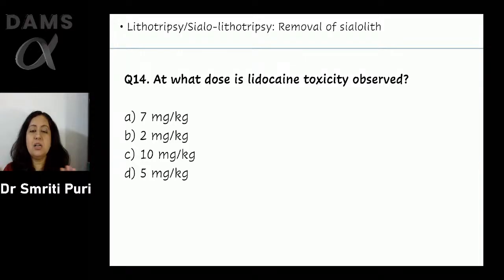And please paste these toxicity levels in front of your table, on your desk, in your book, wherever you're reading. Revise toxicity levels every day. I'm telling you, one question from this, either an INI or NEET, is confirmed. Please answer in the comments, all of you.